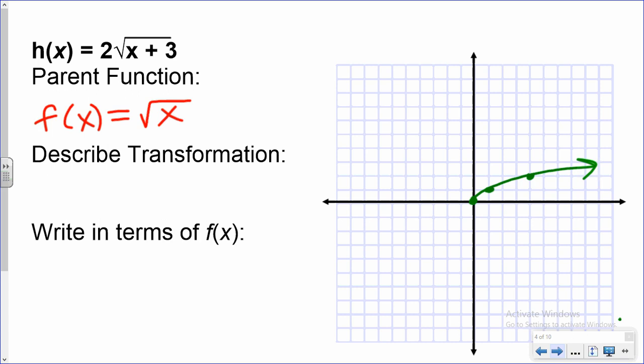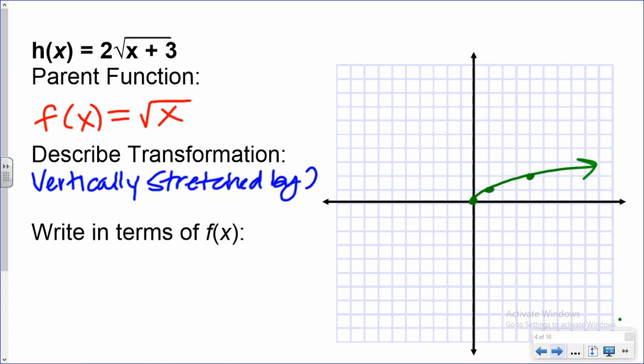The transformation. What is this 2 doing, Zane? Okay. And then that plus 3 is doing what, Isabel?